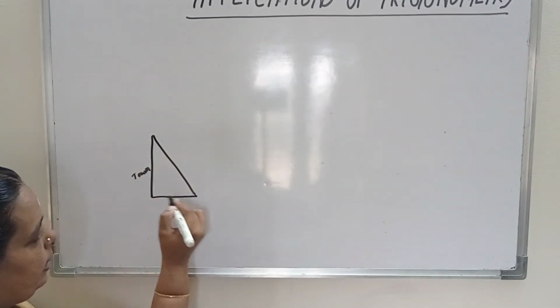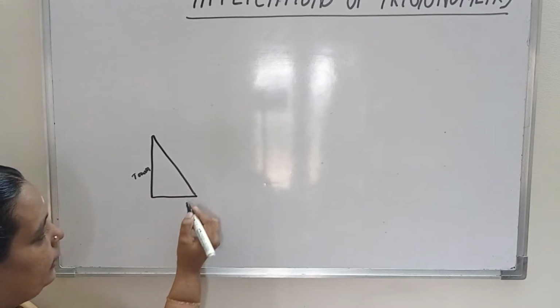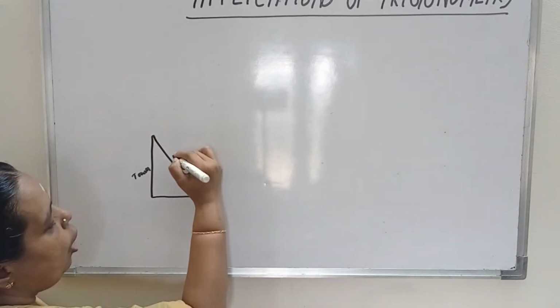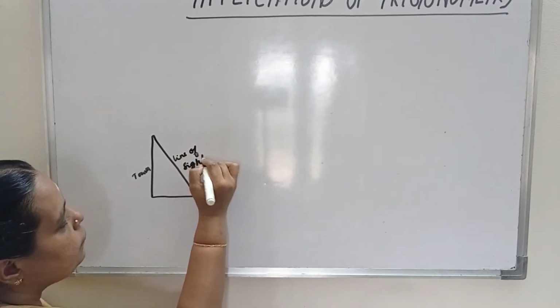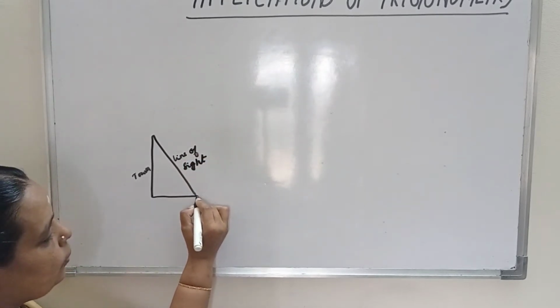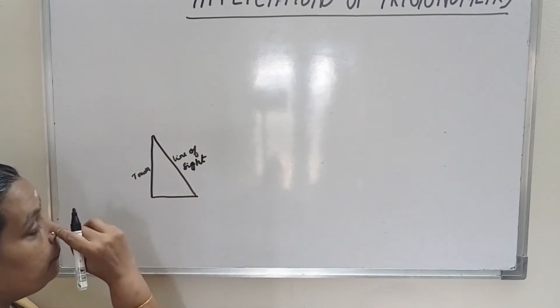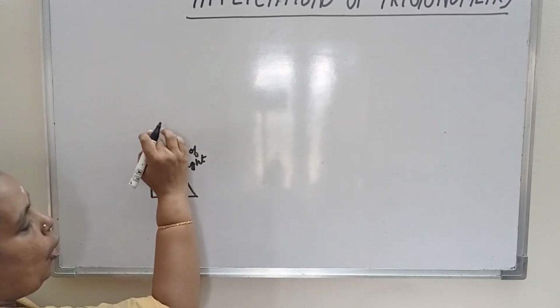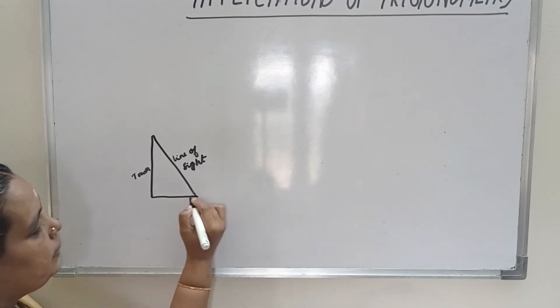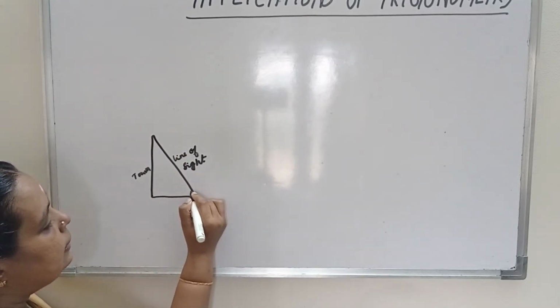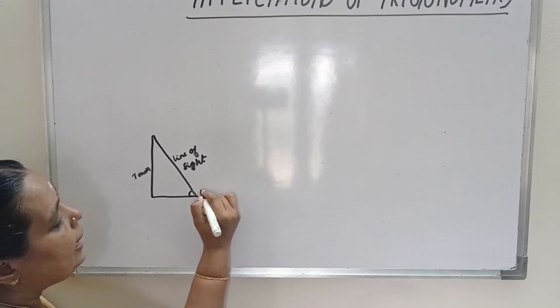So this is the tower and this is the horizontal line. And this line is called line of sight. That is, a person observing the top of the object through his eyes is the line of sight. And this is called angle of elevation.